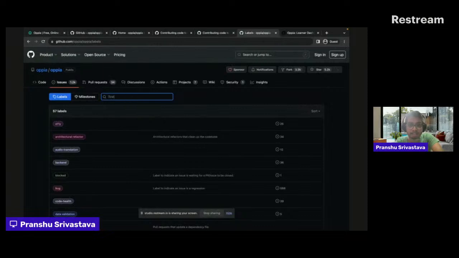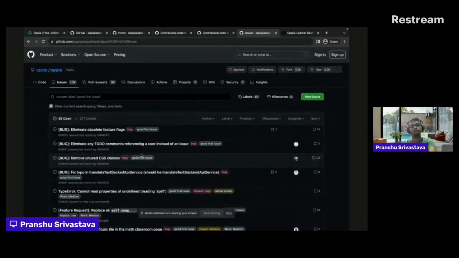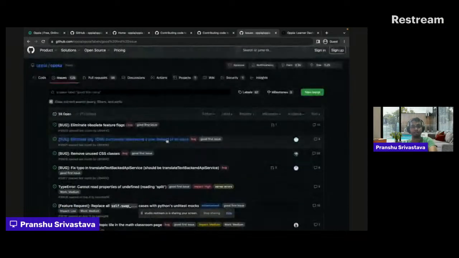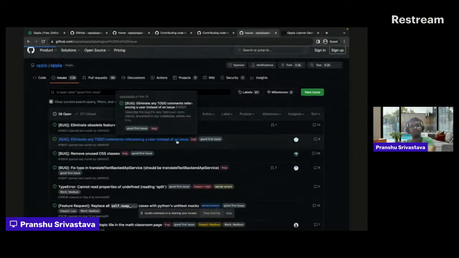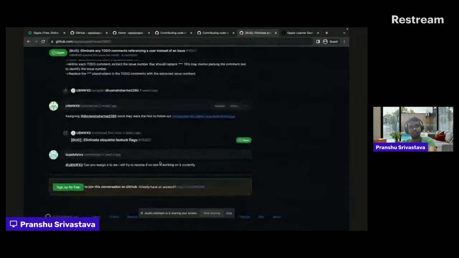But every project will have good first issues for contributors who are contributing to that project for the first time. So if you have read the technical documentation, and if you have installed it on your personal machine, then you can go ahead and take a look at these good first issues, see if you understand them.